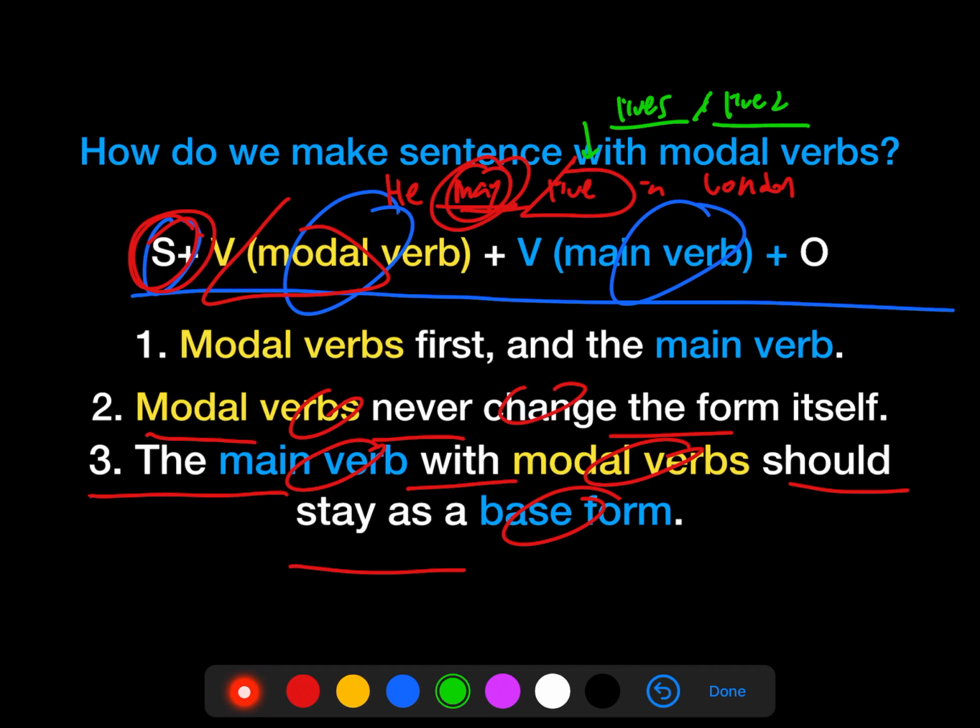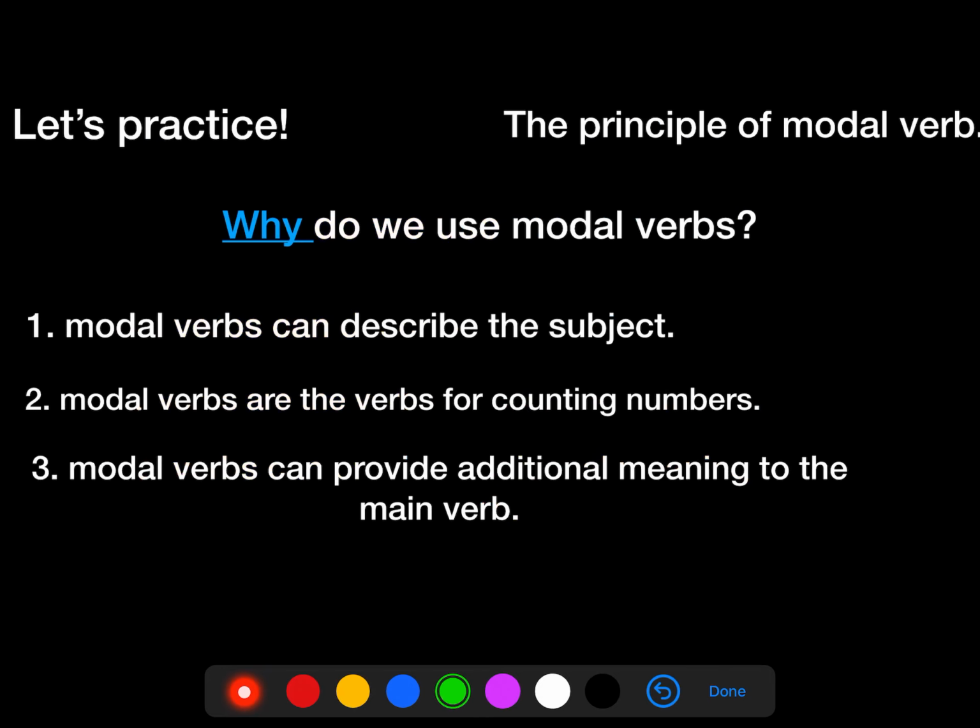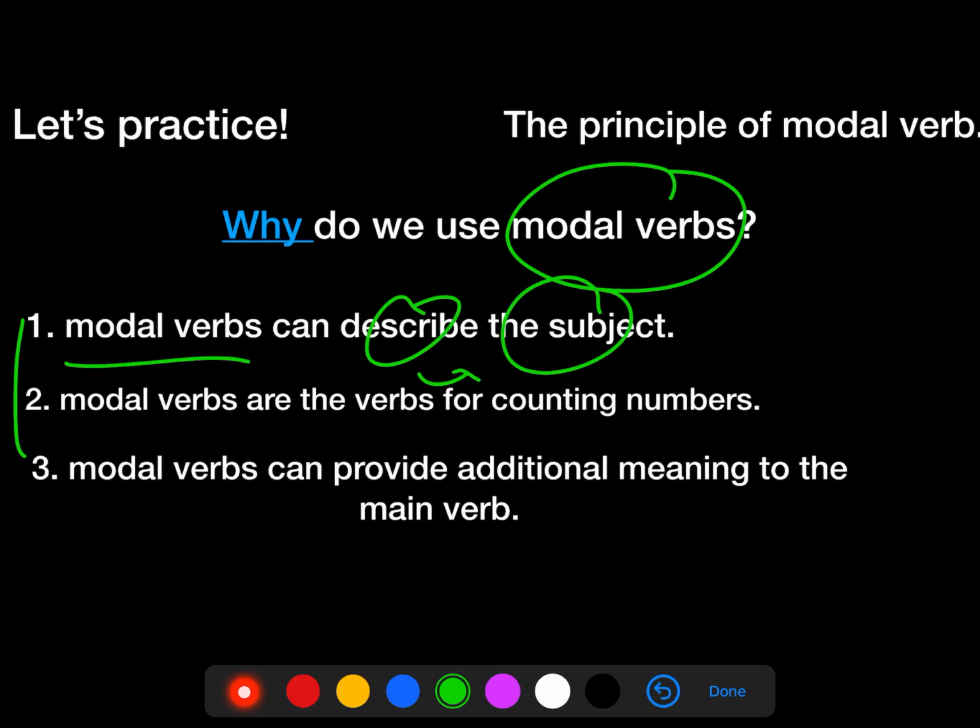Okay, very good. Now let's start the practice. Let's start with the principle of modal verbs. We have a question here. Why do we use modal verbs? Let's have a look at the options. Three options first. Number 1, modal verbs can describe the subject. It's like pretty boy or delicious cake, like that.